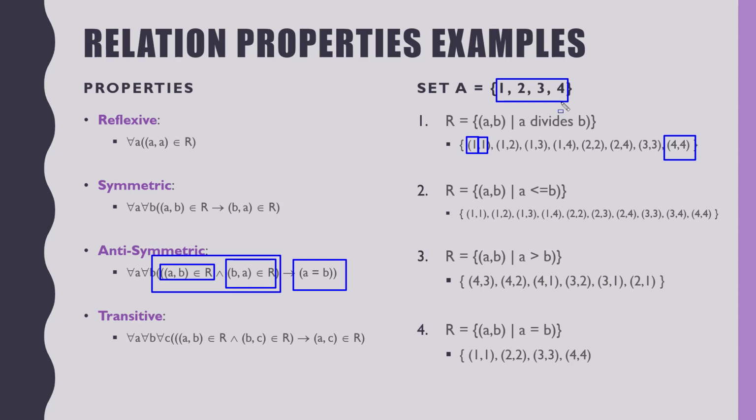But to be antisymmetric, first of all, it could have none of those 1, 1s, 2, 2s, 3, 3s, 4, 4s, and still be antisymmetric, right? Because then it would be vacuously antisymmetric, because the first condition is met. But even if it's not vacuously antisymmetric, and we're just missing some of the stuff that makes it reflexive, it could still be antisymmetric. Yep.